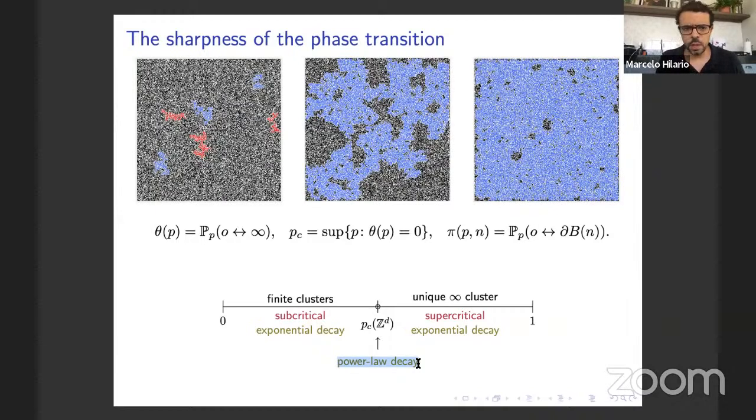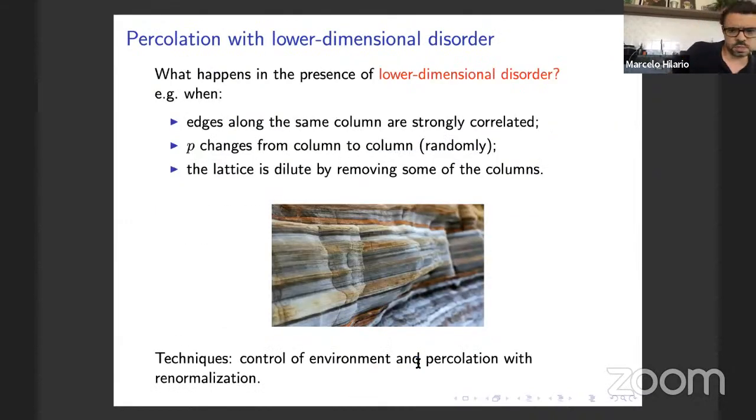All right, so my goal here is to talk about some more exotic kinds of percolation, where we introduce either a strong correlation between the edges or the sites of the lattice, or we just let p, the parameter, change from column to column or from plane to plane in this lattice. Or maybe we decide to pass to a dilute lattice. So we select some columns at random and just drill through these columns and get a random lattice, which behaves like a random environment. And on top of that, then you can run your percolation process.